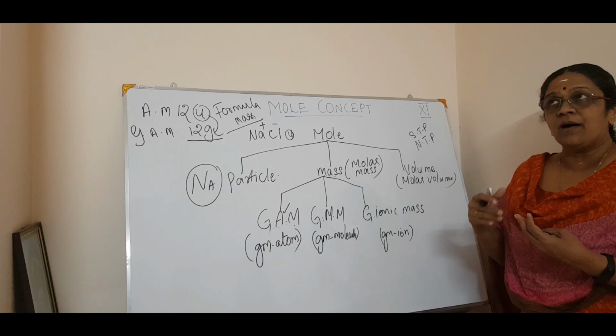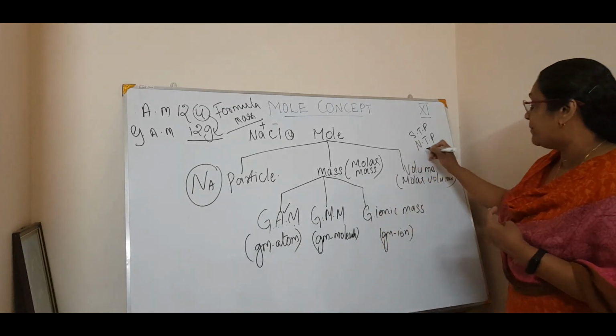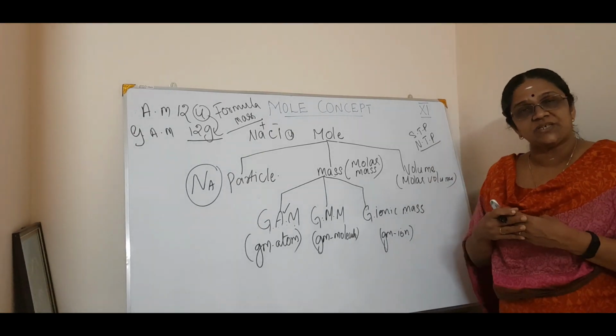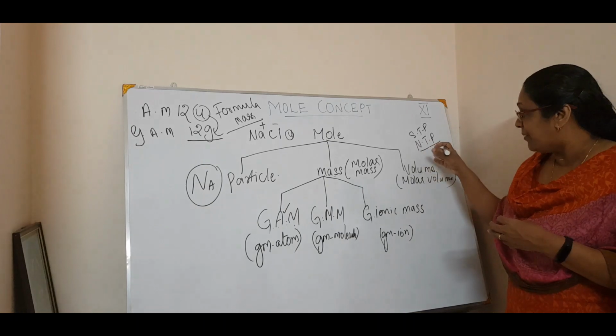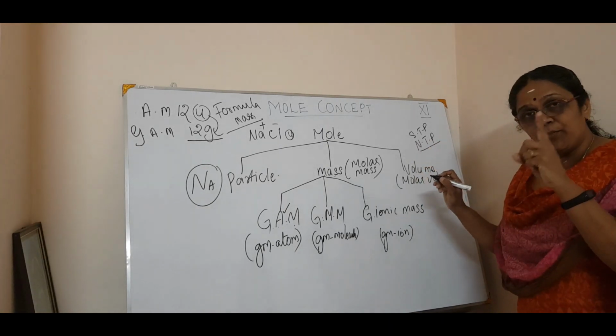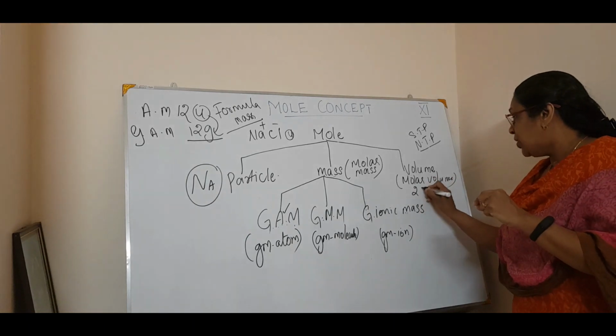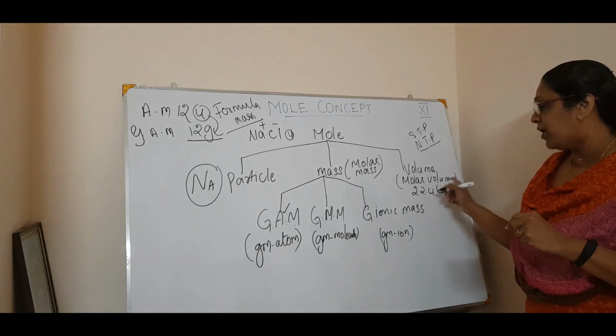Standard means the pressure is 1 bar. The temperature is at normal temperature and pressure, which is 0 degrees Celsius or 273 Kelvin. The pressure is 1 bar. So at that point of time, what is the volume? That is fixed. For 1 mole, the volume is 22.4 liter or 22,400 ml.